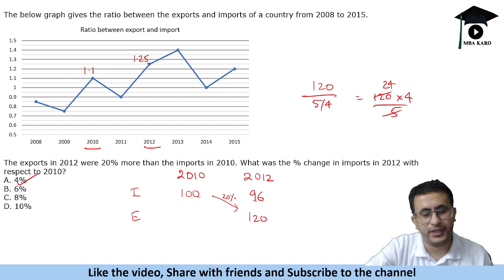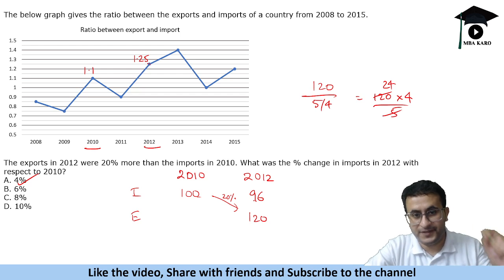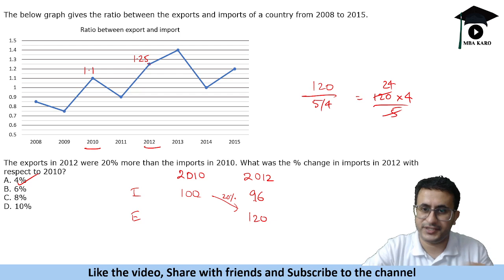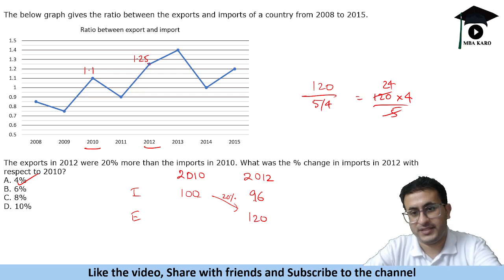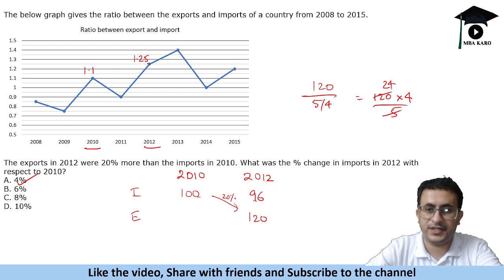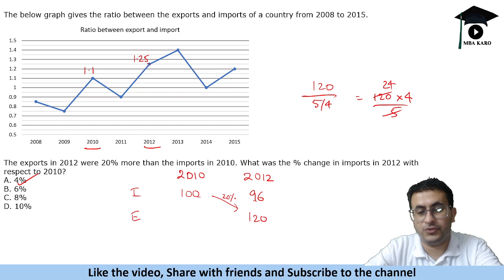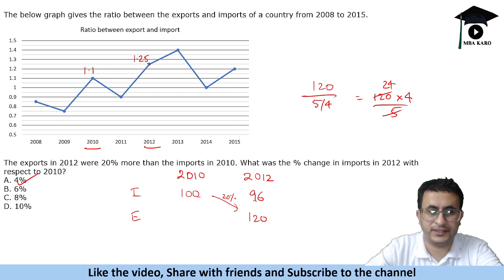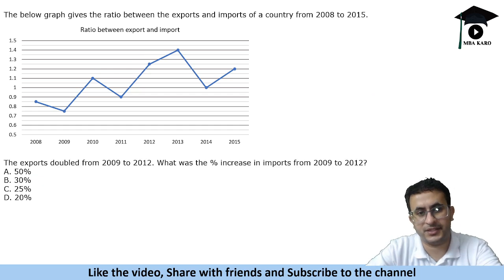If you take 200, the value would be again 4% only. So remember that if data is given in the form of percentages or ratios, and the answer is also asked in terms of percentages and ratios, then you do not need to put variables. You can take any value and get the same result. Even if you take 500, the answer will be the same.